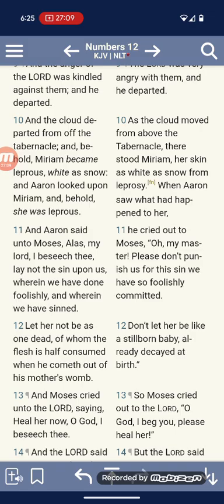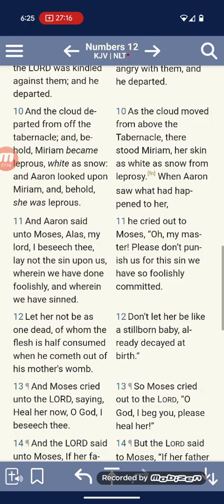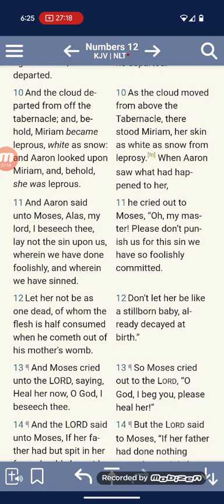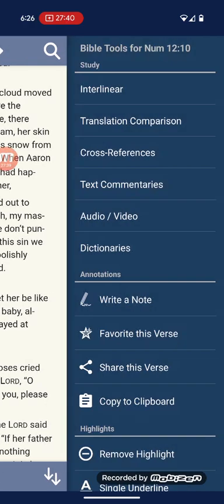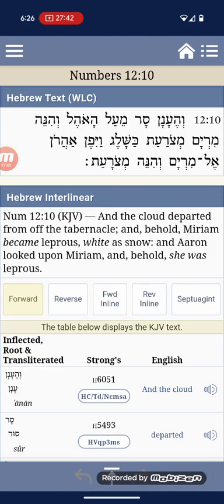So this is Numbers chapter 12 and verse 10, and it says, "And the cloud departed from off the tabernacle, and behold, Miriam became leprous, white as snow." So it's telling you right there what leprous is. It's telling you that she became leprous, white as snow. And Aaron looked upon Miriam, and behold, she was leprous. So let's look at the Blue Letter and see what that definition of leprosy is.